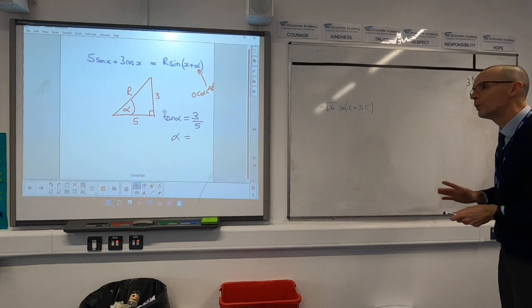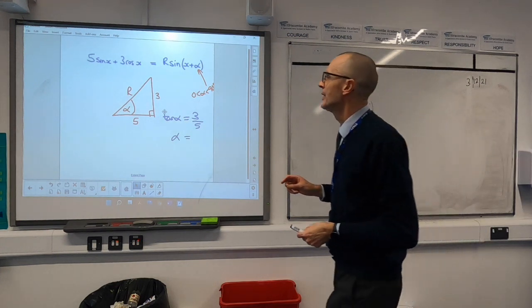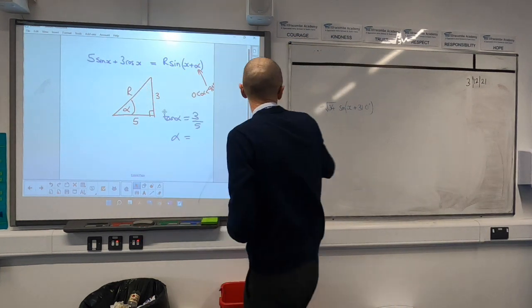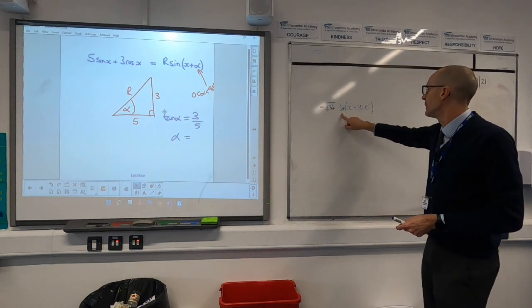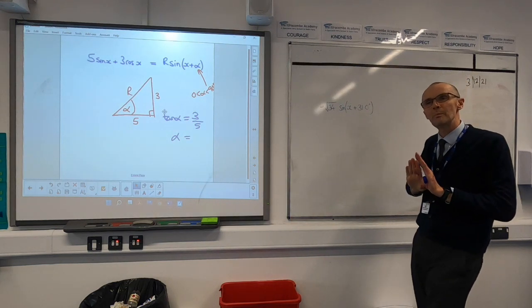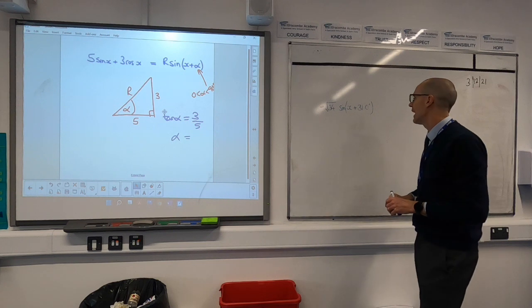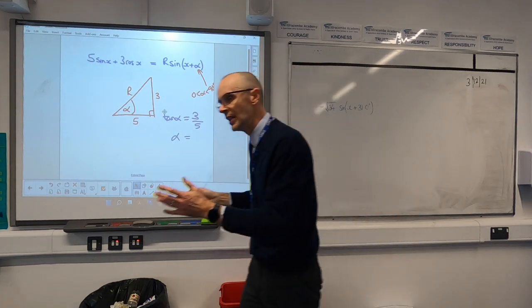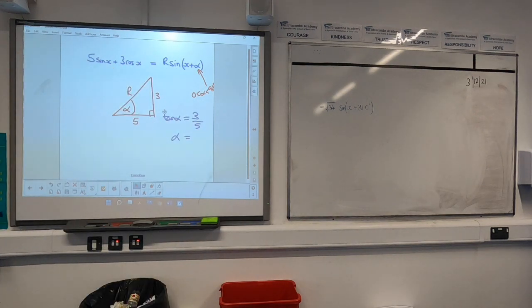So what we're saying is that this combination of a sine and a cos gives us a sine curve that's been shifted 31 degrees backwards and has been stretched by 5 and a bit. Let's check. I'm going to sketch it. Here's one I prepared earlier.